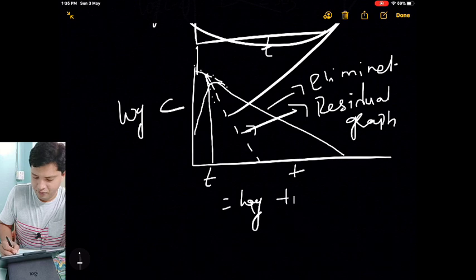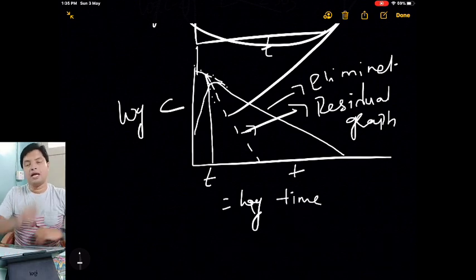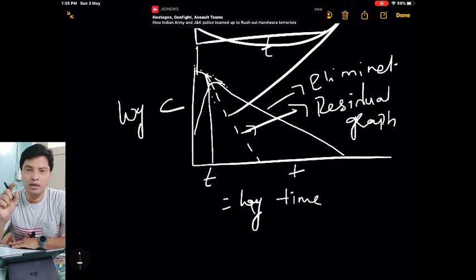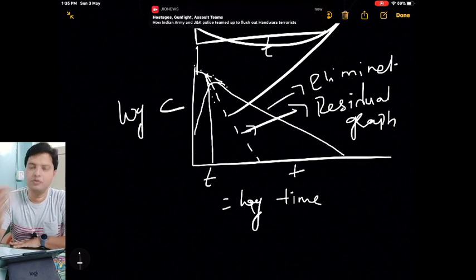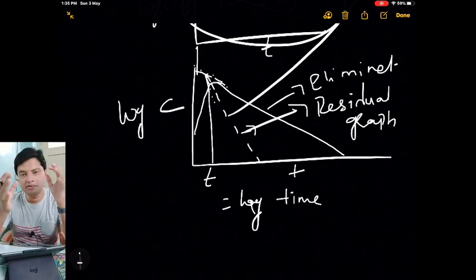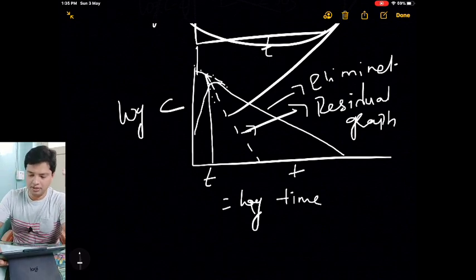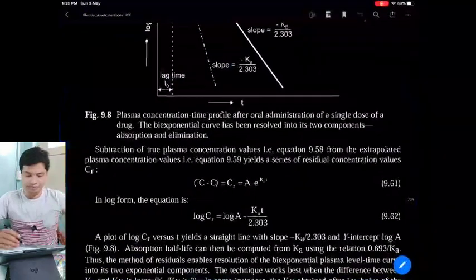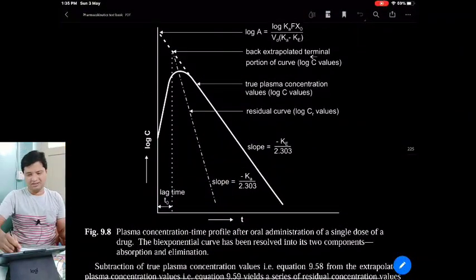lag time. What do you mean by lag time? Lag time is the time required for the drug to start absorption. Okay, don't confuse it with the onset of action. Okay, it is the time taken to just start the absorption. I will try to show you here. See here. So this is what the graph looks like.